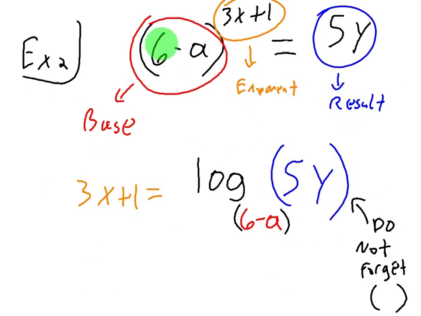I'm going to take my base, 6 minus a, make it the base of my logarithm, and the result goes inside the parentheses for my log. So the way I read this is log base 6 minus a of 5y equals 3x plus 1.